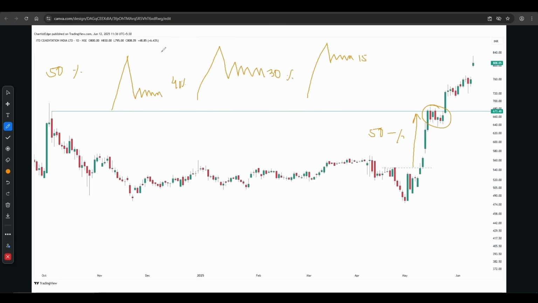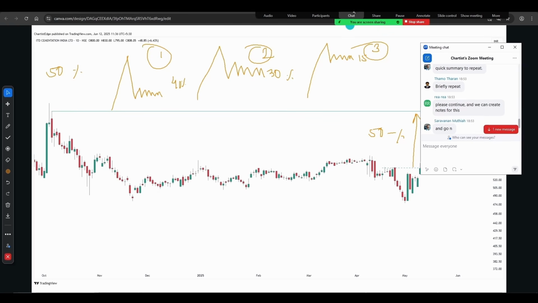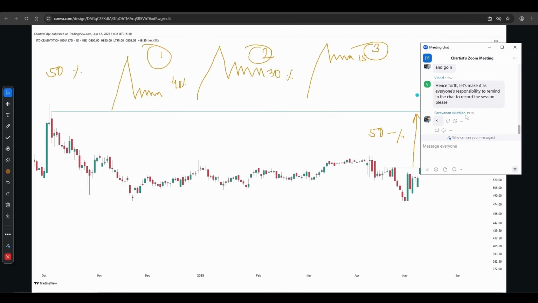Now this is price structure 1, this is 2, this is 3. Can anyone tell me what the probabilities are, which of these price structures will move the fastest if it gives a breakout? Which one? I want everyone to answer which of these price structures will move the fastest.